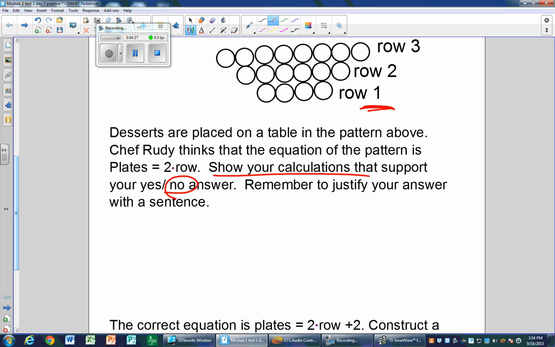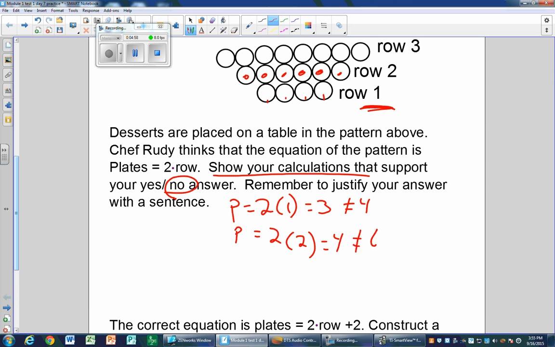Row number 1, plates equals 2 times 1, which is 2. But counting the plates, 1, 2, 3, 4, 4 does not equal 2. That's why it's no. Let's say the first row was right. Then plates equals 2 times the second row, which is 4. Counting the plates, 1, 2, 3, 4, 5, 6, 4 does not equal 6. So it's still no, it doesn't work.